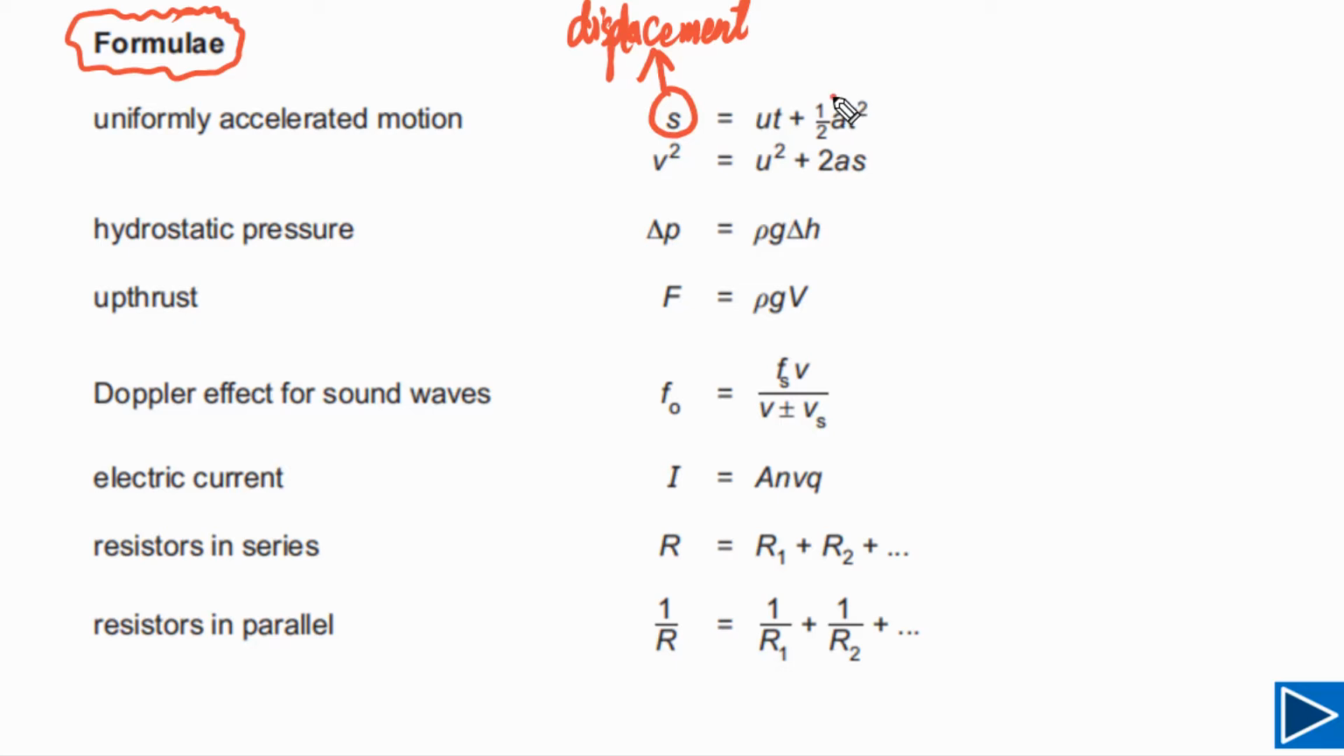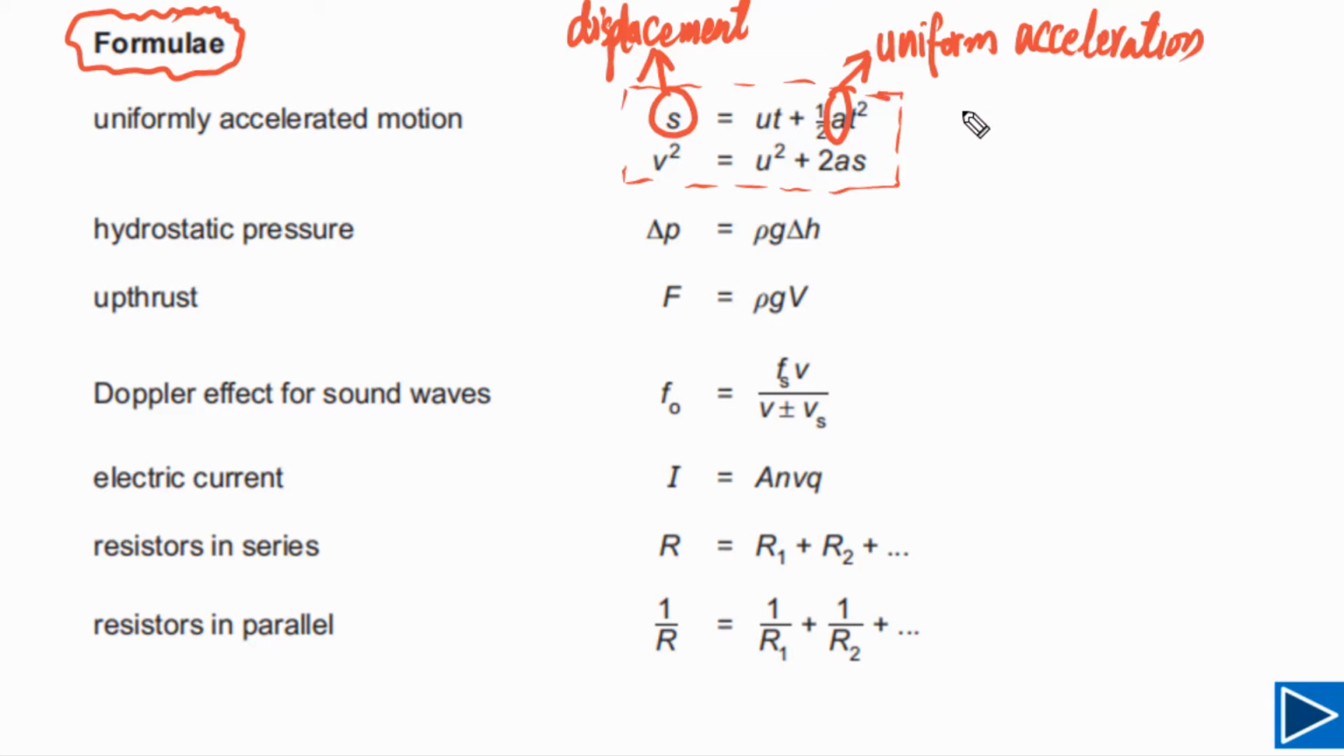The second thing you need to understand is about a. In this formula, a is uniform, meaning a is constant. So you can use this formula only if a is constant. So a is uniform acceleration, meaning a has only one value. a is not changing with time. So if you want to use these two formulae, you can only use them if acceleration is uniform. Otherwise, you cannot use them.